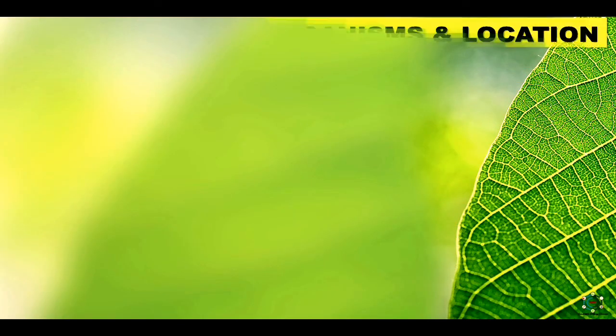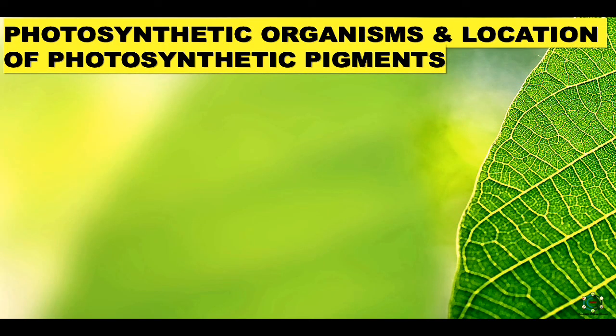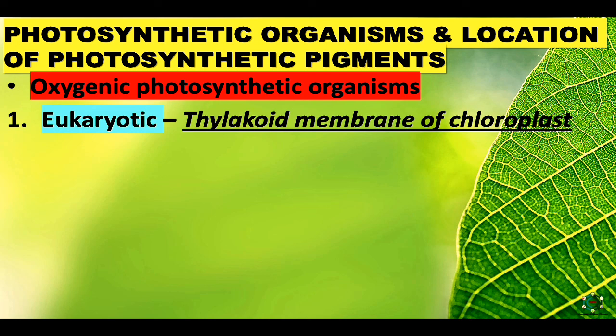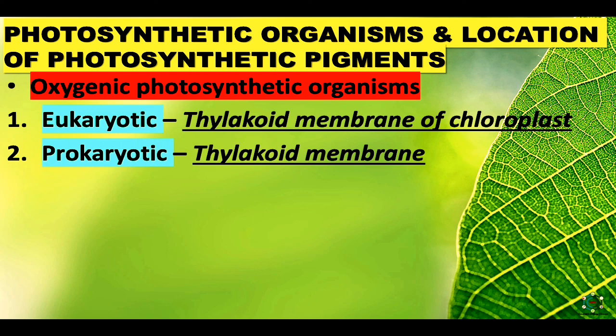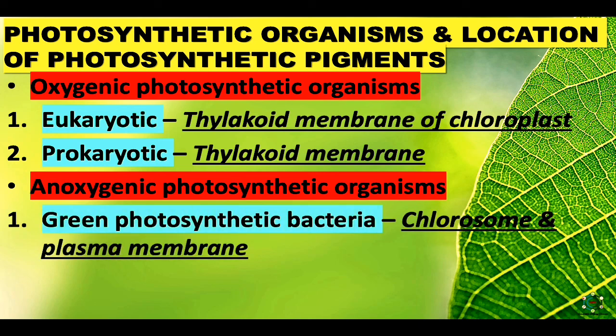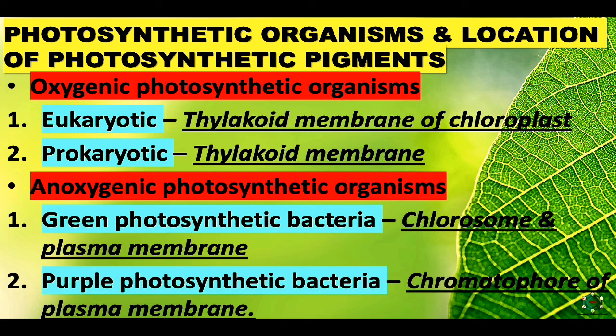After this, now the photosynthetic organisms and the location of the photosynthetic pigments. The first one is the oxygenic photosynthetic organism. In case of eukaryotes, thylakoid membranes of chloroplast. In case of prokaryotes, thylakoid membranes. In case of anoxygenic photosynthetic organisms, in green photosynthetic bacteria, chlorosome and plasma membrane, and in case of purple photosynthetic bacteria, chromatophores of plasma membrane.